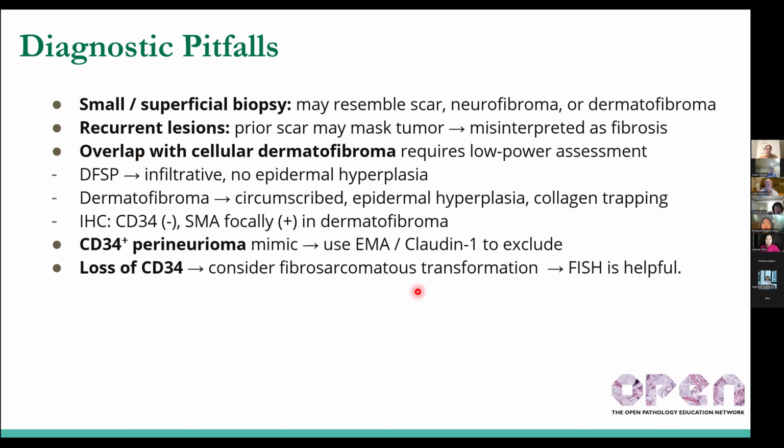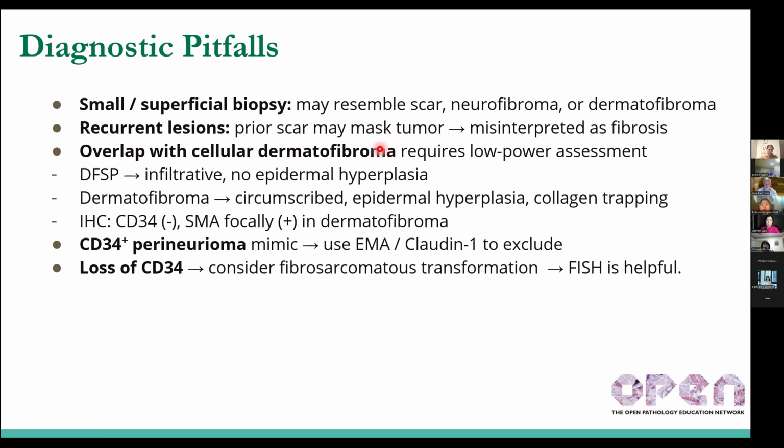And another pitfall is recurrent lesions, where the history of prior biopsy is not provided. In such cases, there is often actual scar from the prior biopsy mixed up with recurrent tumor, and the lesion may be misdiagnosed as simply fibrosis.